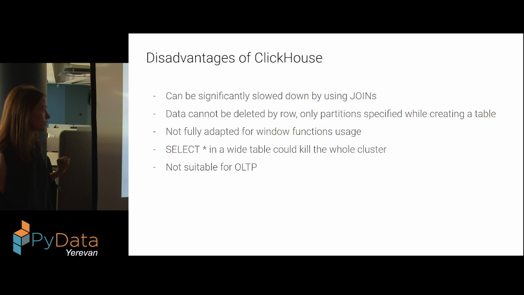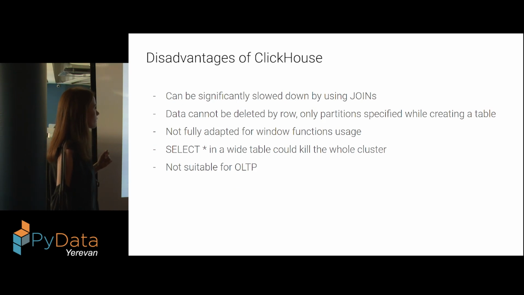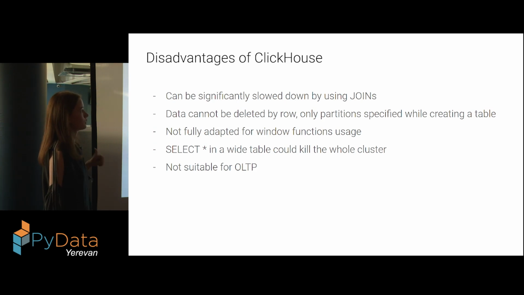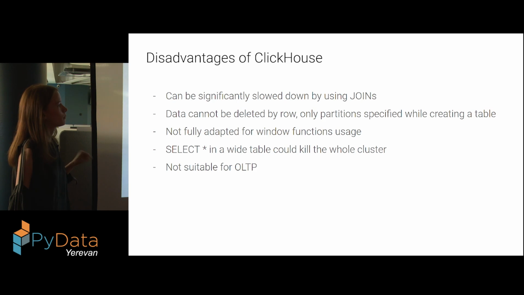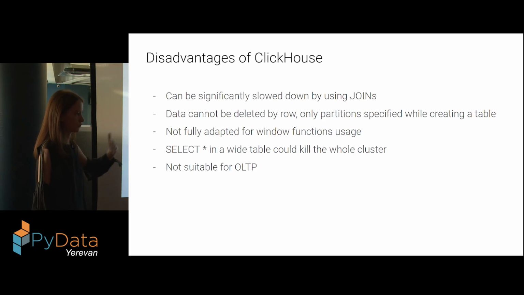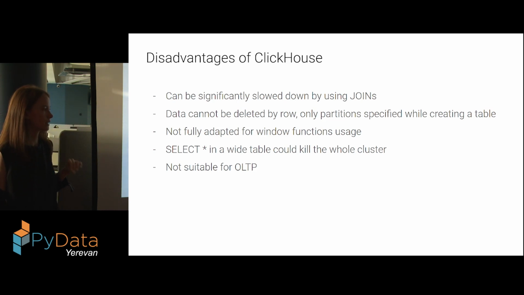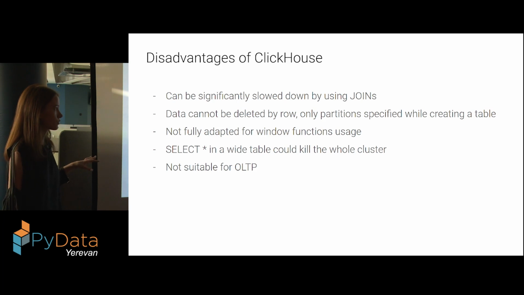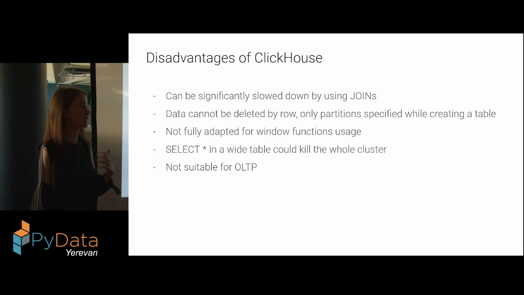Disadvantages of ClickHouse also include some points, and probably someone will define others, but I think that ClickHouse can be significantly slowed down by using joins. For example, if you write queries with a lot of joins from different tables or even from one table, you will get much worse performance of your query. So try to avoid using joins, try to use arrays, try to use aggregates, which will aggregate your data before you make a select.